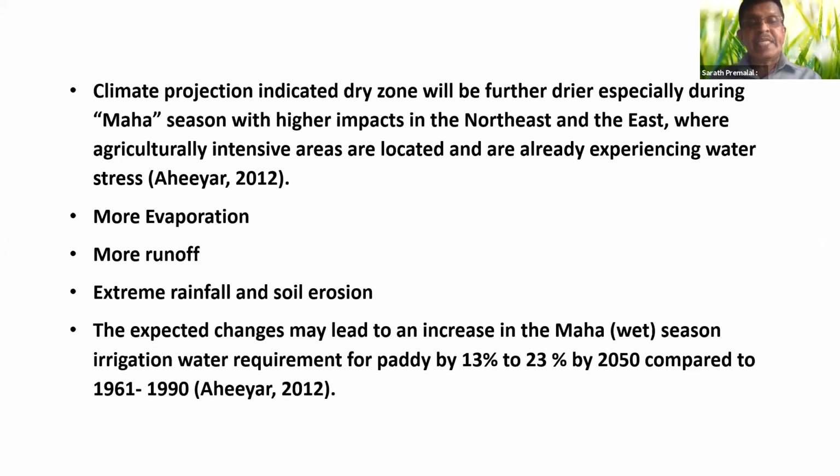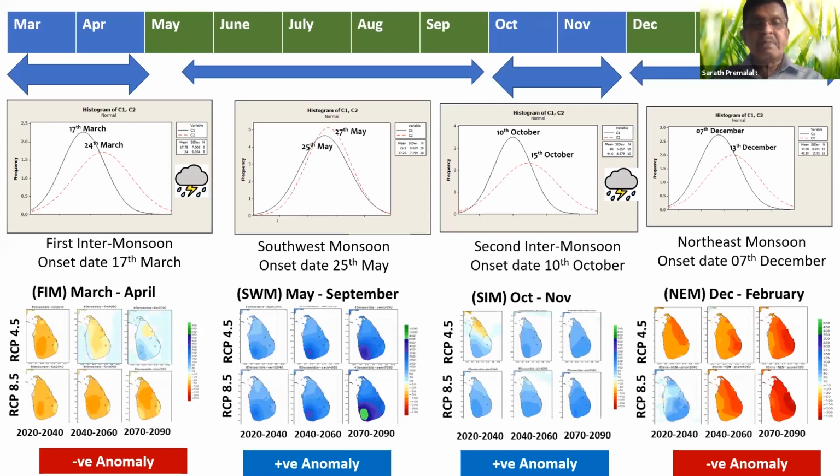And the expected change may lead to an increase in the Maha wet season irrigation water requirement for paddy by 30% to 23% by 2050 compared to 1961 to 1990. That is our normal climatological season, 61 to 90. And this is the final slide.